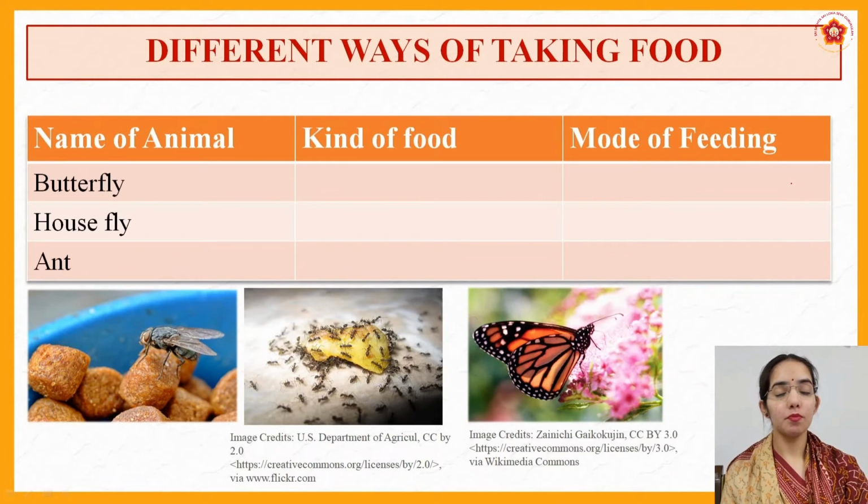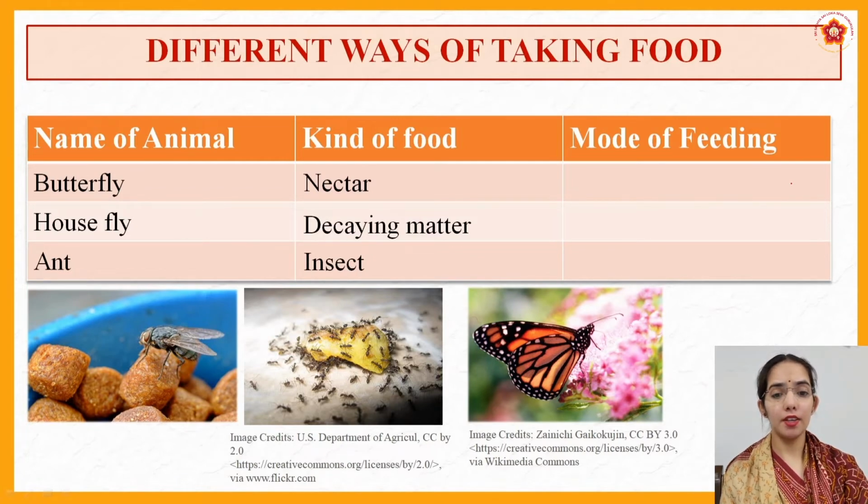Now next, what is the kind of food on which the butterfly feeds? As you can see in the picture, it is the nectar in the flower. And what is the housefly feeding on? On dead and decaying matter. In your house you can see them come and feed on stale food. Then the ant normally feeds on other dead insects, and even other food particles. Now what is their mode of feeding? You can see the butterfly is sucking.